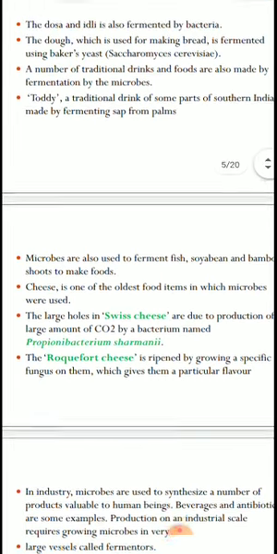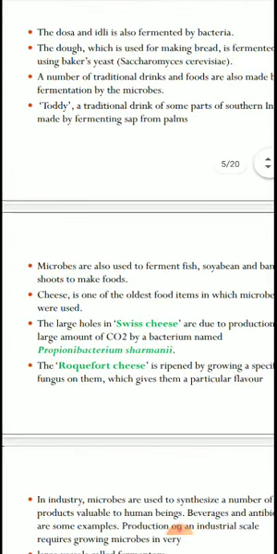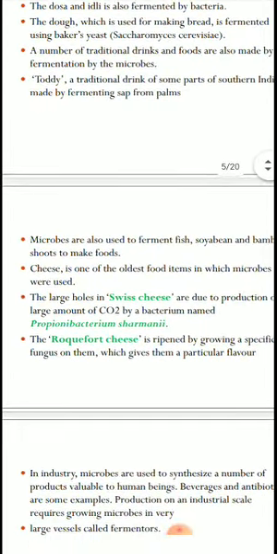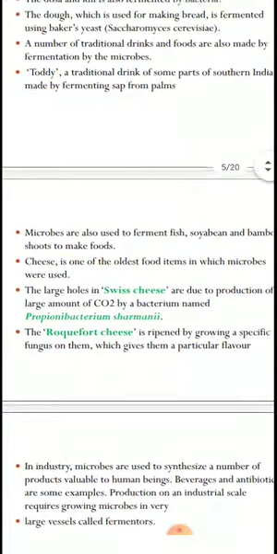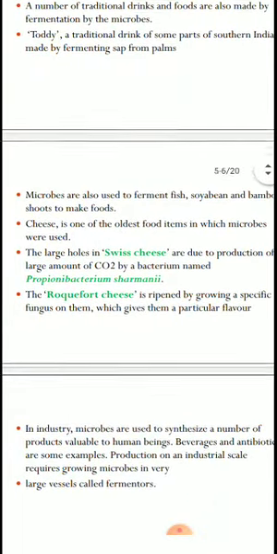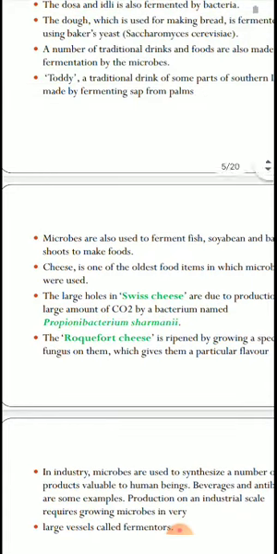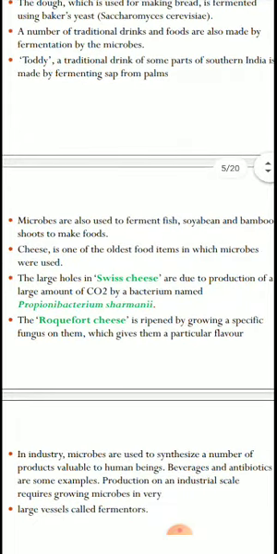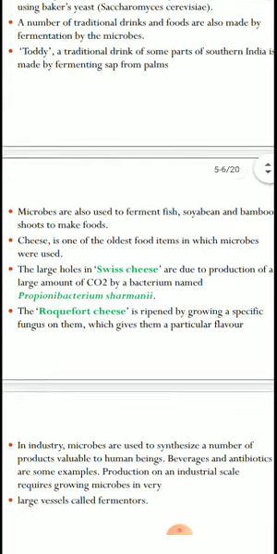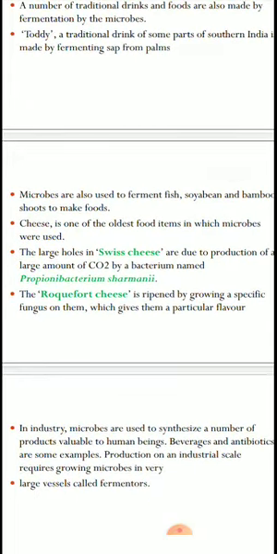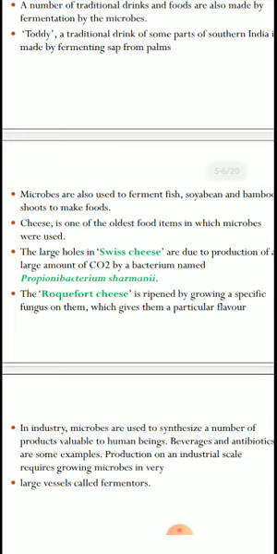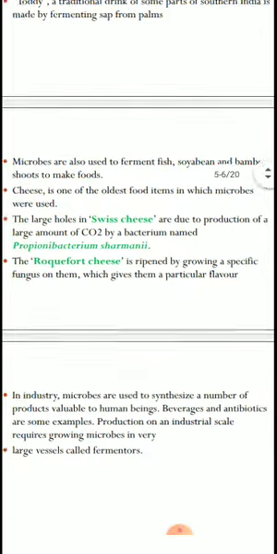Next, microbes are also used in the fermentation of fish, soya bean and bamboo shoots to make foods. Cheese is one of the oldest food items in which microbes were used. Many of the students like cheese. It is also fermented. The large holes in Swiss cheese are due to the production of a large amount of CO2 by the bacterium, underline the word, Propionibacterium shermanii. Roquefort cheese is ripened by growing a specific fungus on it, which gives it a particular flavor.